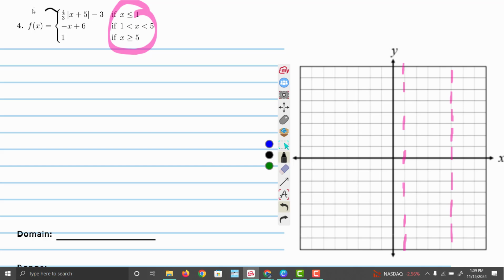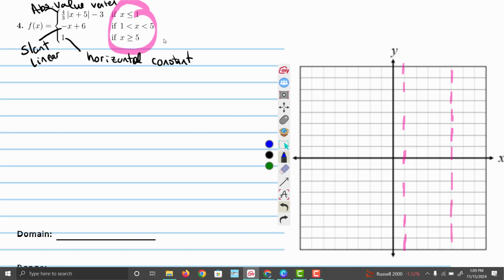Let's first identify what functions we have. So this top one is absolute value, so I'm looking for that vertex. This next one is a slant graph, or a linear function. And this last one is a horizontal graph, or a constant function. And so now we'll look at what pieces go where.